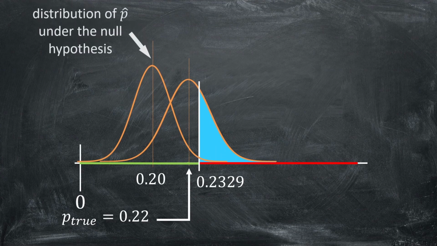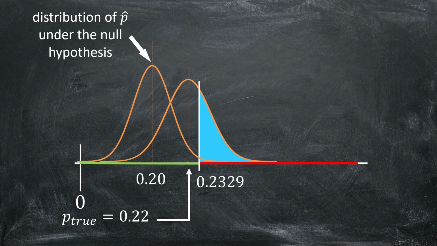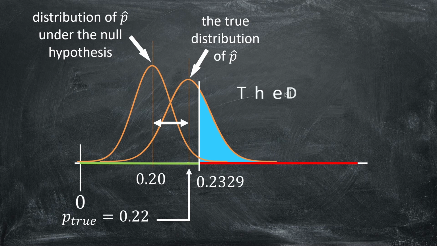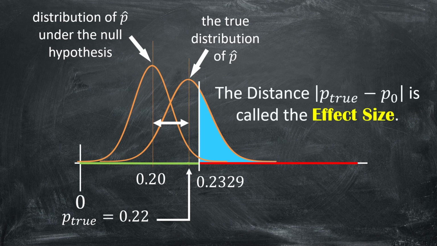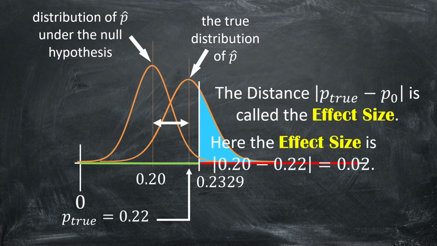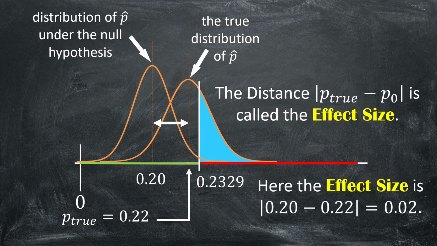Okay, just to make sure we all understand what's going on. On the left, we have the distribution of p hat under the null hypothesis. On the right, we have the true distribution of p hat. The distance between the mean values of those two distributions is called the effect size. In this case, the effect size is 0.02. So the question we're going to ask is what happens to the power of the test if the effect size is increased?